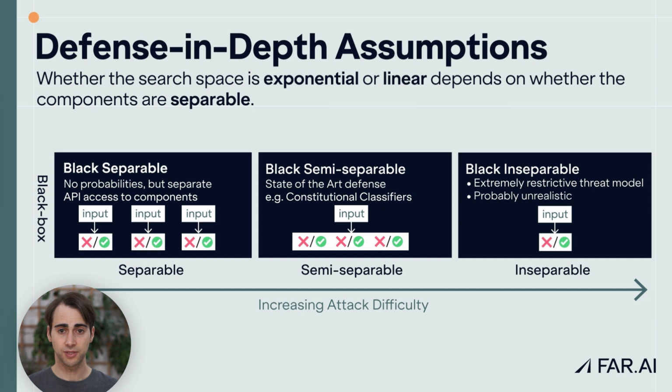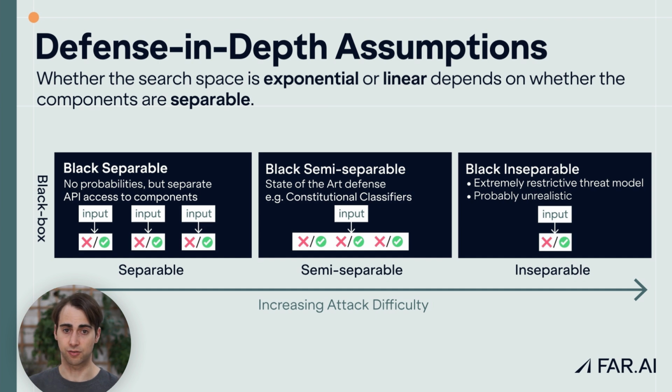Formalizing this, whether the search space is exponential or linear depends on whether the components are separable. The components are perfectly separable, which is the worst case for the defender, if an attacker has direct API access to each component. For example, if you also offer the input and output filter as moderation API endpoints that users could use in their own applications.